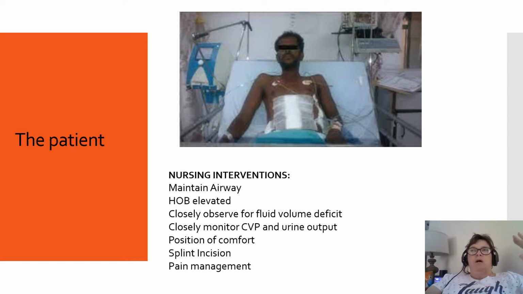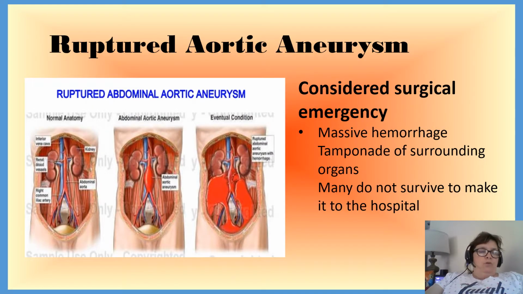A lot of times they were chasing their fluid volume because of whatever's gone on with their aneurysm and their surgery. So we monitor their CVP and we're looking at their central venous pressure to make sure their fluid status is maintained and monitor their urine output. Put them in a position of comfort. We want to splint the incision anytime we cough, reposition them. And we want to make sure we manage their pain because they've had a big incision through their abdominal wall. And again, it's all about the real estate, the anatomical real estate. We want to make sure that they breathe and they must manage their pain in order to get them to breathe.